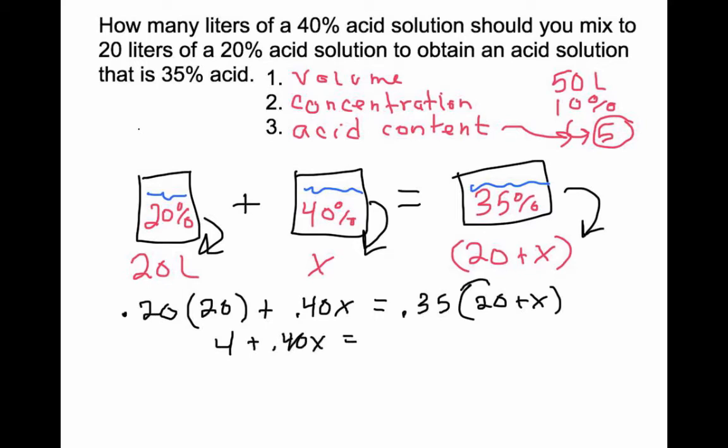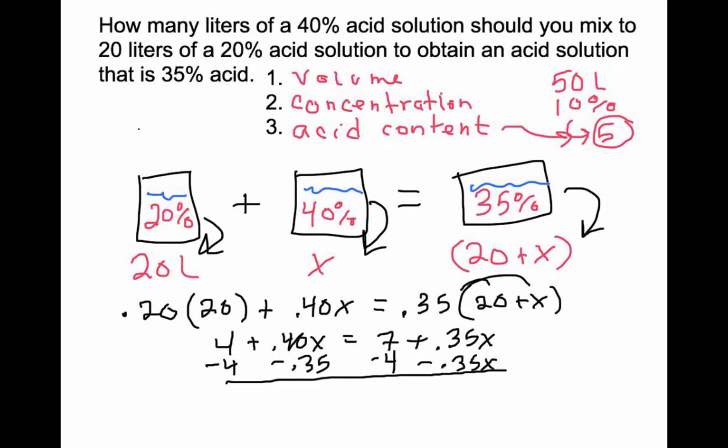And now I need to distribute. This is just going ahead and solving. 0.35 times 20 is 7 plus 0.35x. So all I'm doing here is solving. I'm going to get the x's on the same side, and I'm actually going to subtract a 4 from both sides as well. I'm kind of running out of space here. So I'm just solving this one variable equation, getting x on the same side. 0.05x will equal 3.